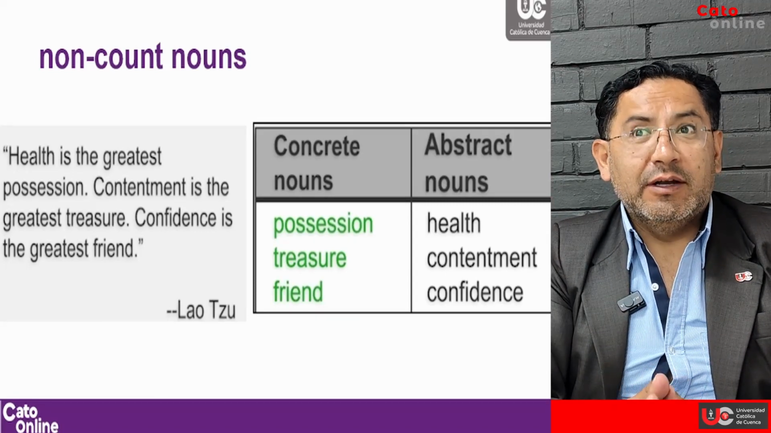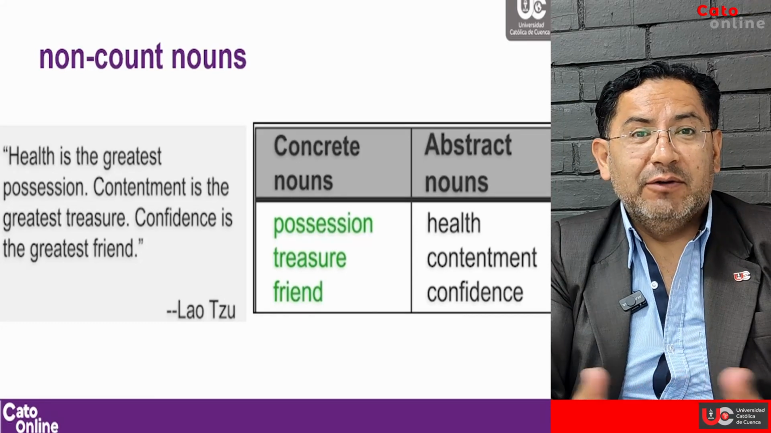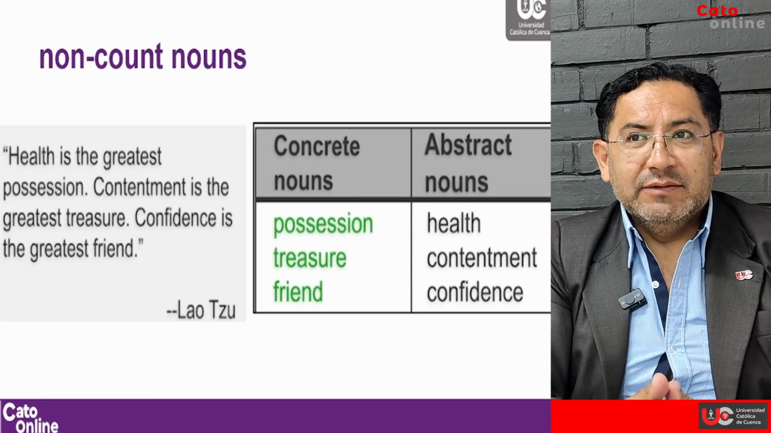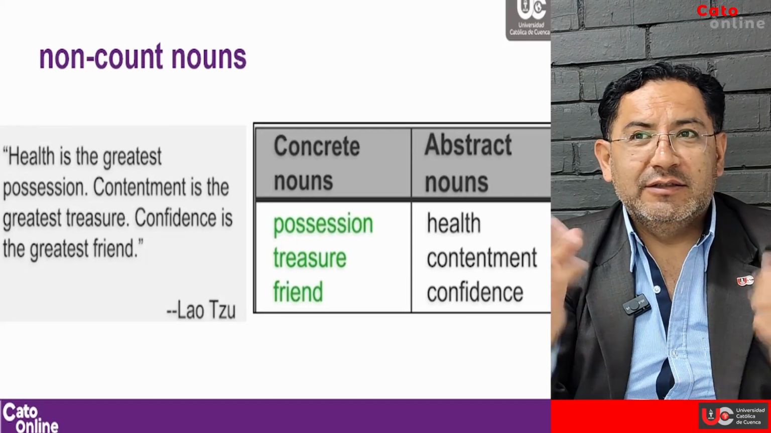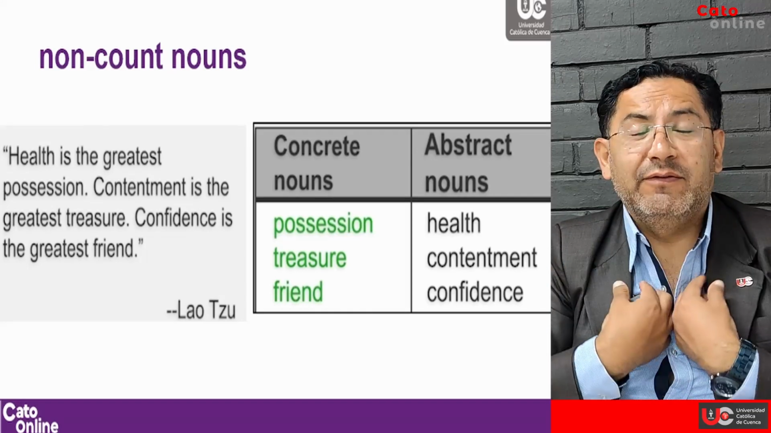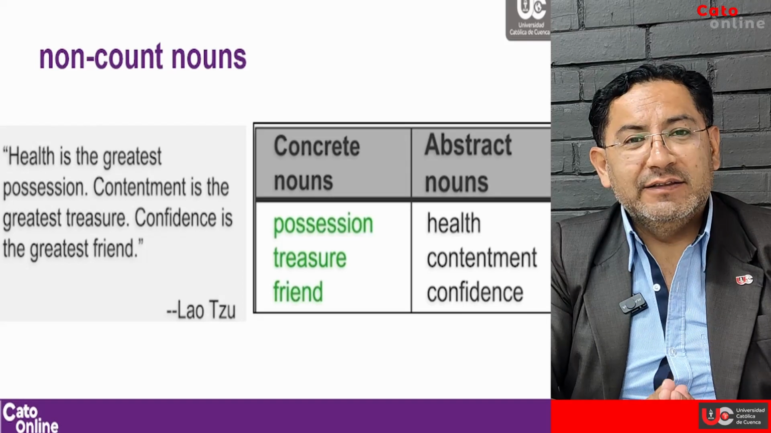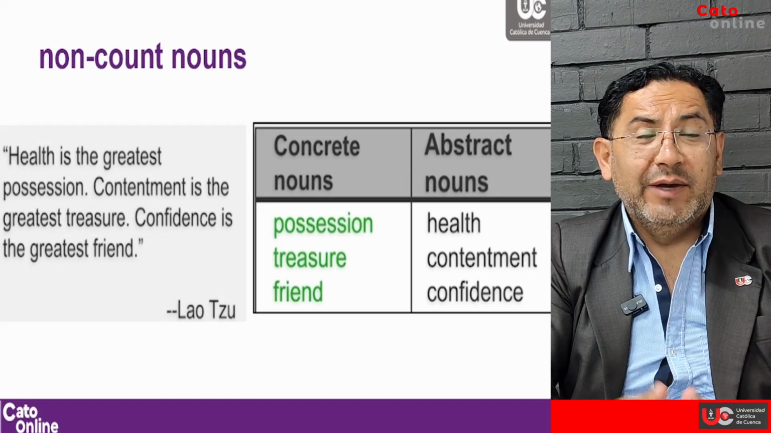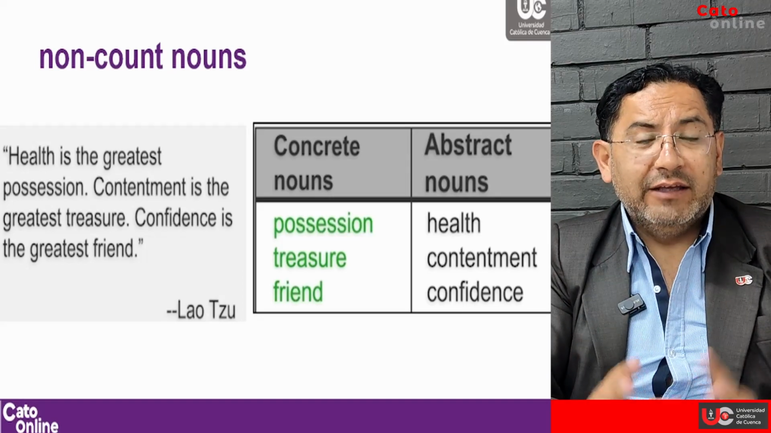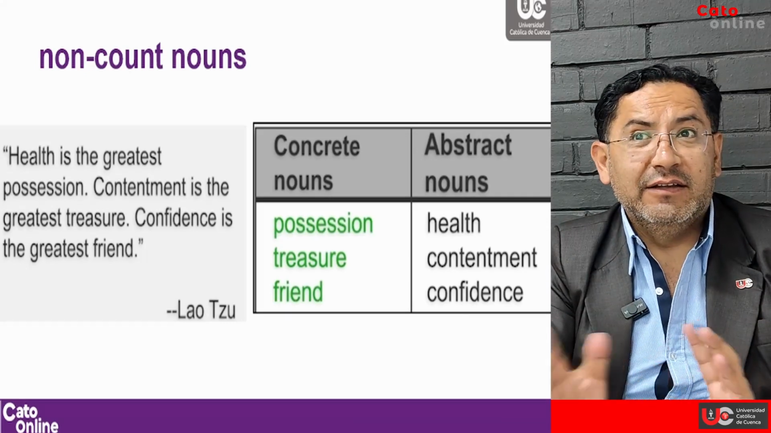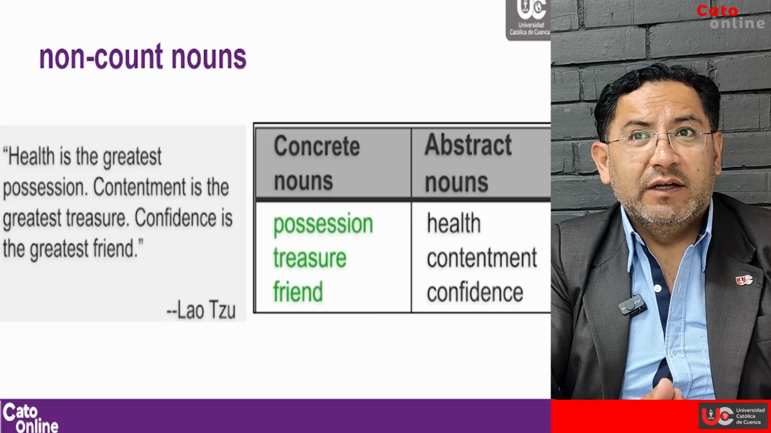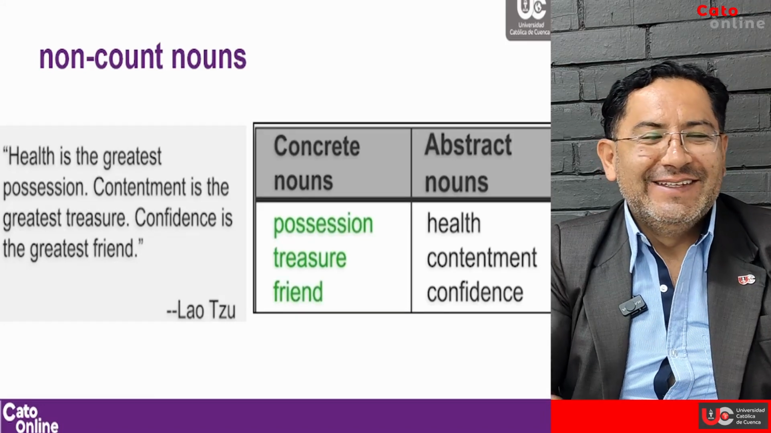But when we talk about abstract nouns, for example, health, contentment, confidence, okay? I can't touch my confidence, but I can feel my confidence. That's the idea with abstract. Now, my health, okay? I can't touch my health. I can feel my health. That's the difference between abstract and concrete, okay? Excellent.